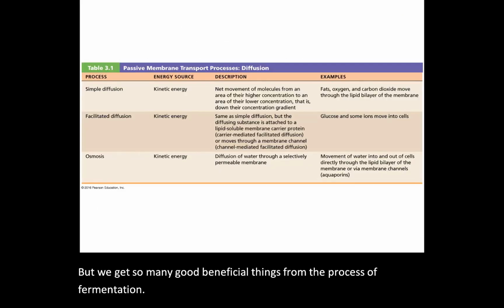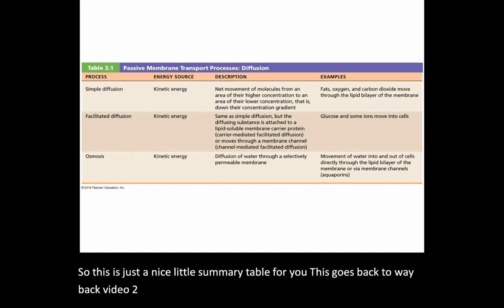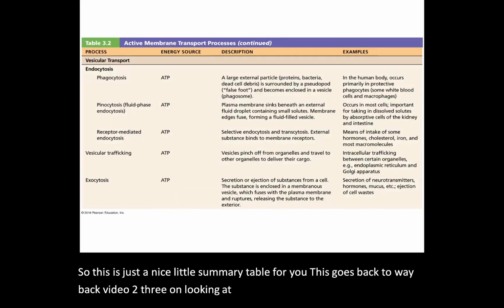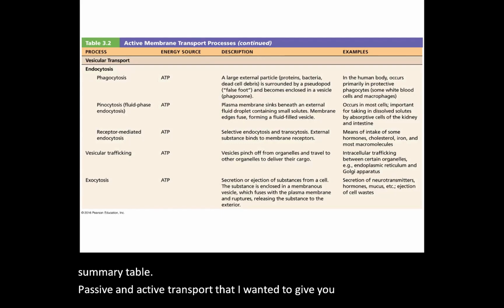So this is just a nice little summary table for you. This goes back to way back, video 2, 3, on looking at diffusion and osmosis. All right. Endocytosis and exocytosis is right here. So this is kind of a nice little summary table of passive and active transport that I wanted to give you guys.